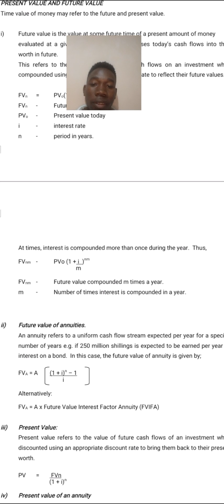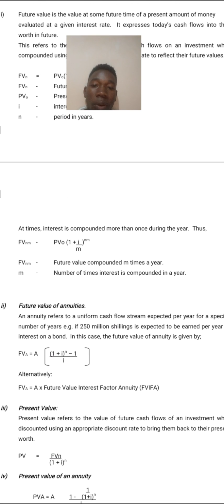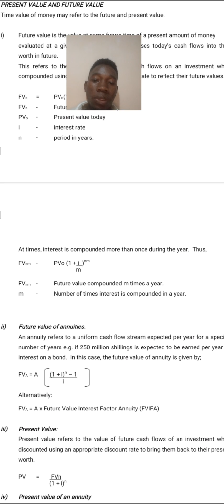FV is equal to PV into 1 plus R over M power NM, where M is the number of times interest is compounded. So if you hear such words, the words I've mentioned previously, just know that you are not going to use the first formula, you have to use the second formula. And a point to note, when they set these questions, they don't specify for you that interest is compounded more than once.